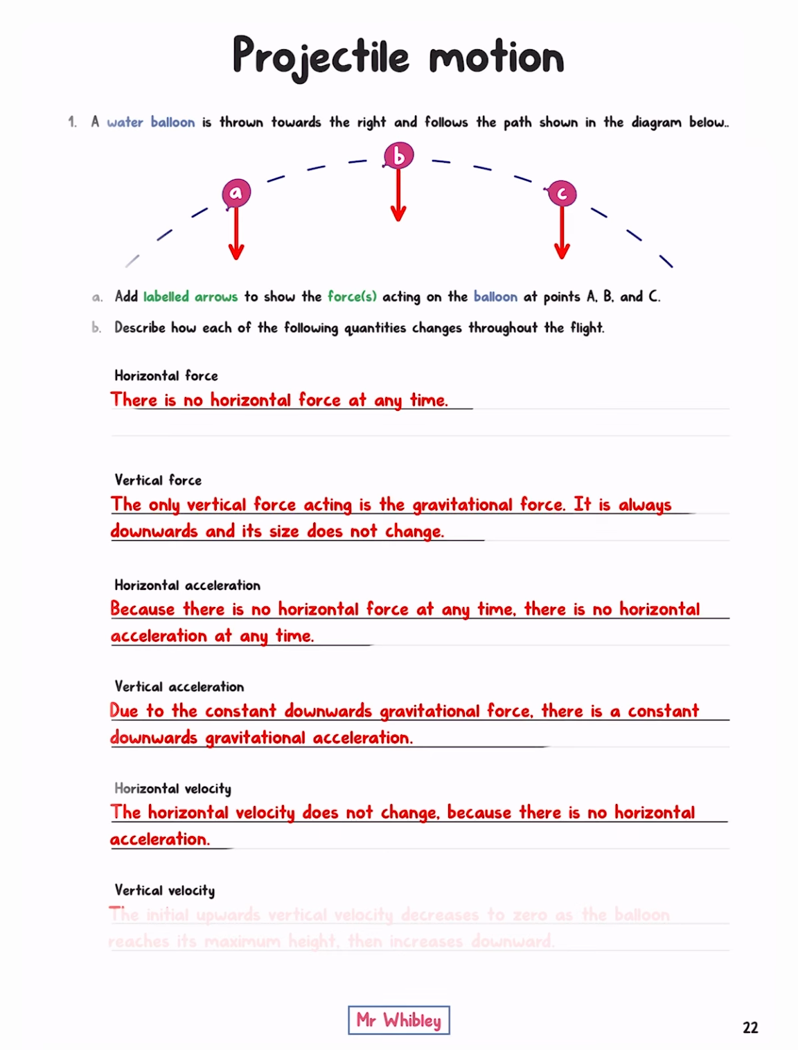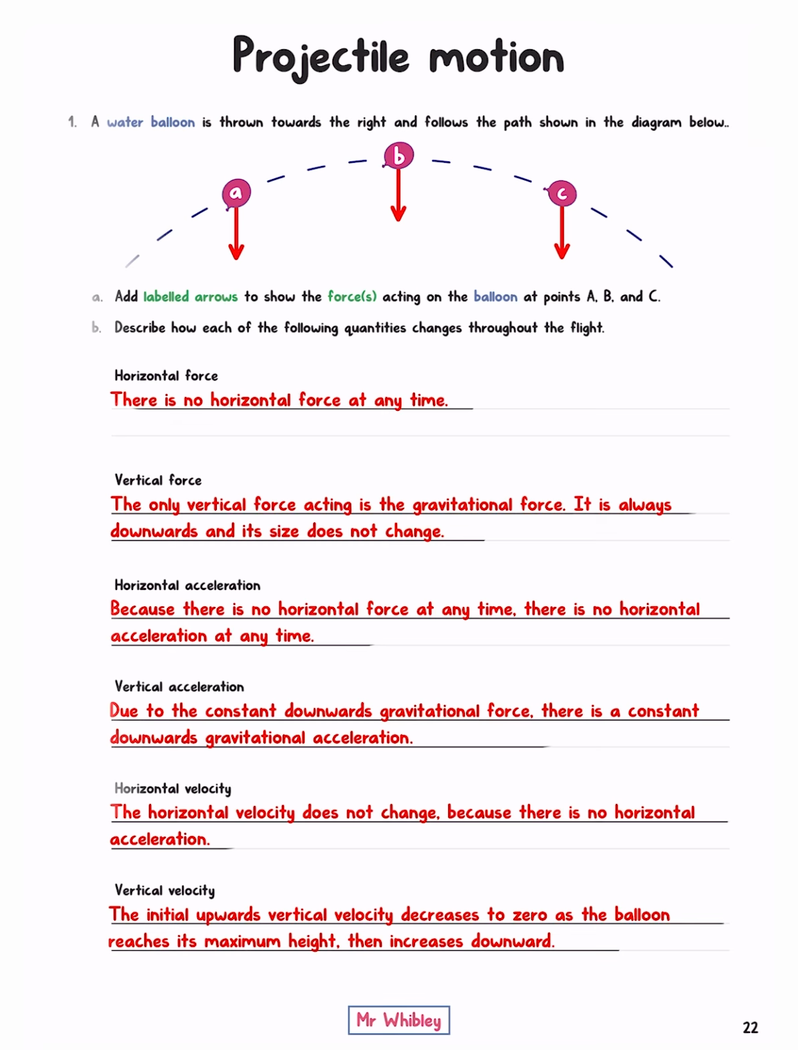Vertical velocity. The initial upwards vertical velocity decreases to 0 as the balloon reaches its maximum height, then increases downward. And so if we were to draw this velocity, it would start off at a maximum, reduce in size as the balloon neared the top. At the top it would become 0, and then it would increase in the downwards direction.